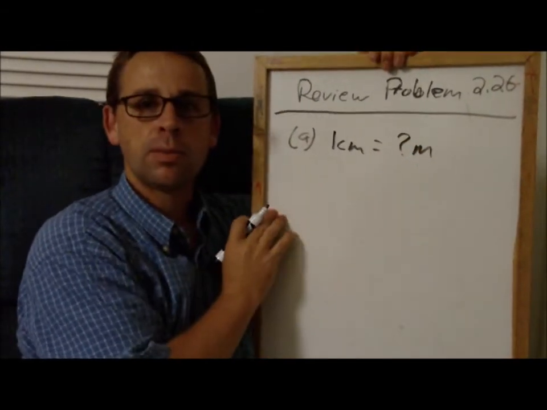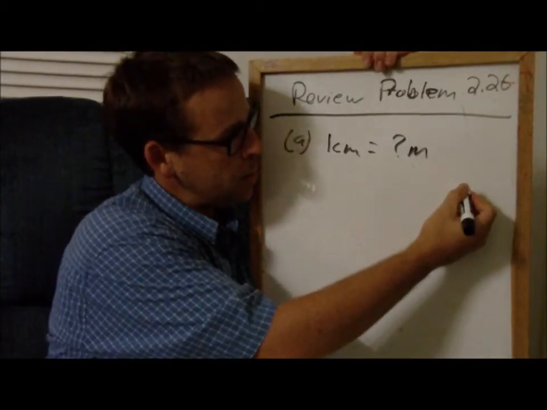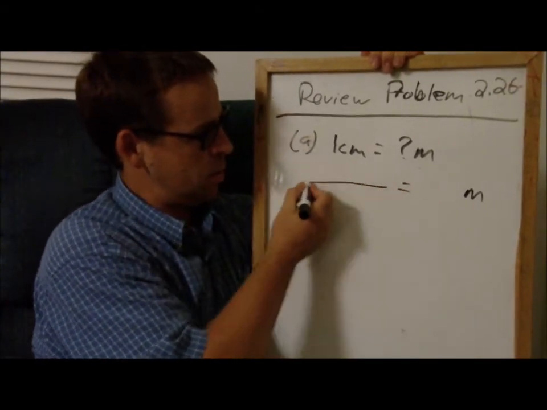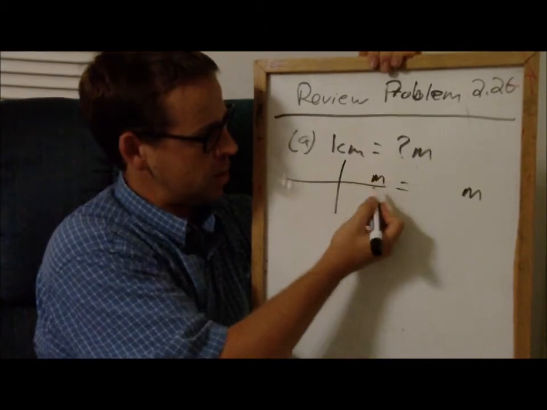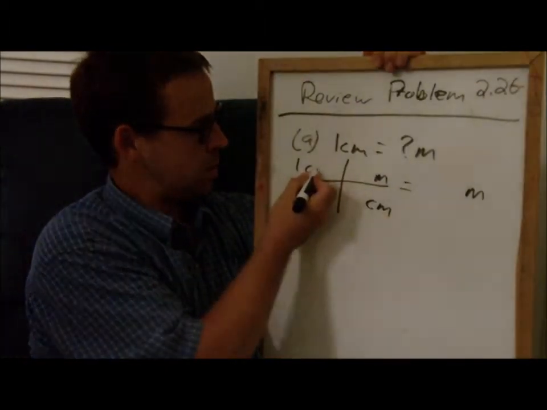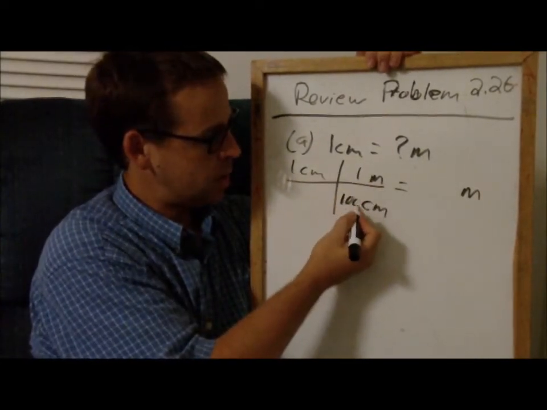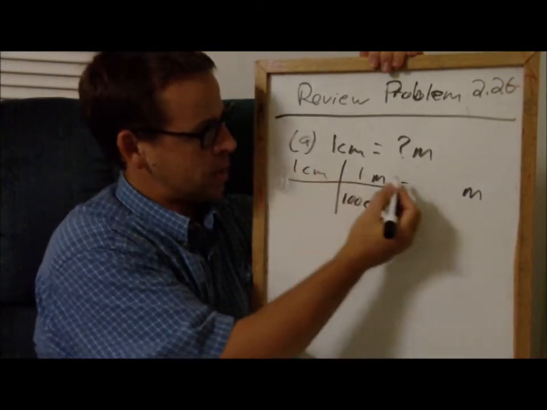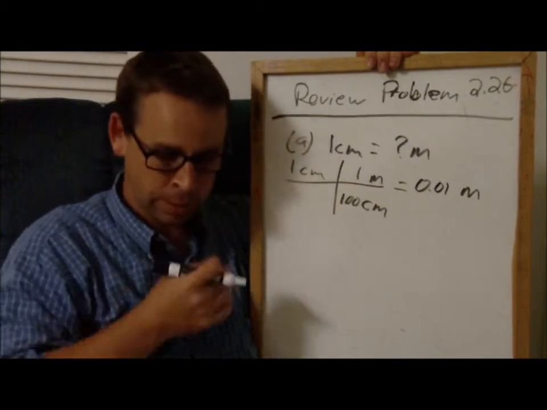All right. So, to solve this problem, we want to know how many meters. We put an equal sign. We draw our train tracks. Meters has to be on top. Centimeters has to be on the bottom. We start with 1 centimeter. For every 1 meter, there's 100 centimeters. So we take 1 divided by 100. That's 0.01 meters. All right.